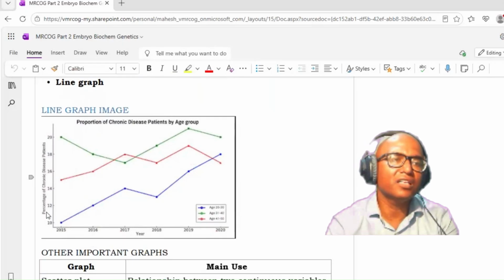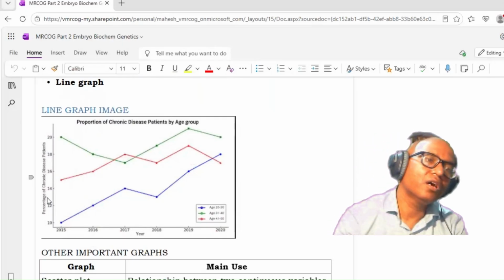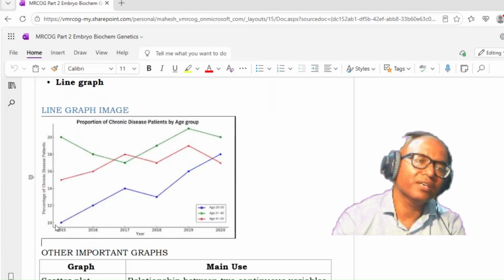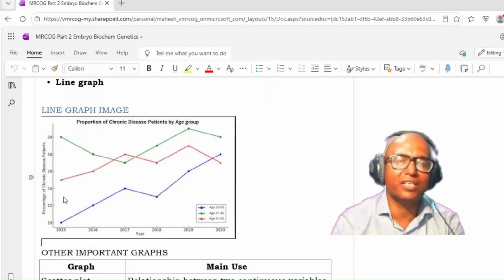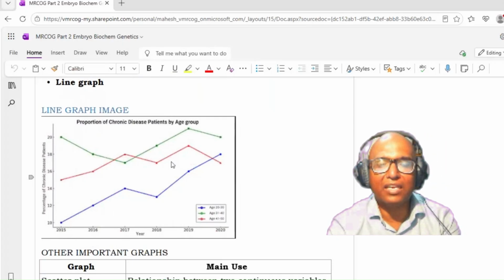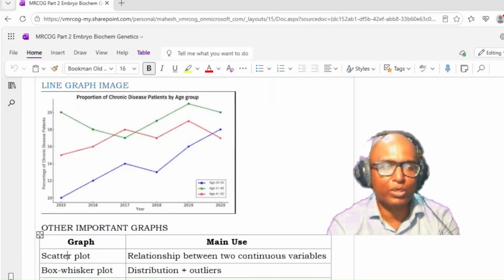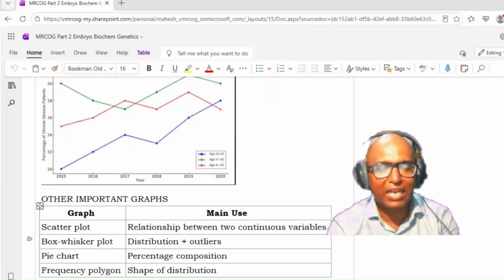This is the percentage of chronic disease patients, and here is the frequency which is written. And here again, there are multiple lines with respect to age. Red is between the age of 41 to 50, green is 31 to 40, and blue is 20 to 30. So this is the age shown with respect to time. So that is the importance of the line graph.